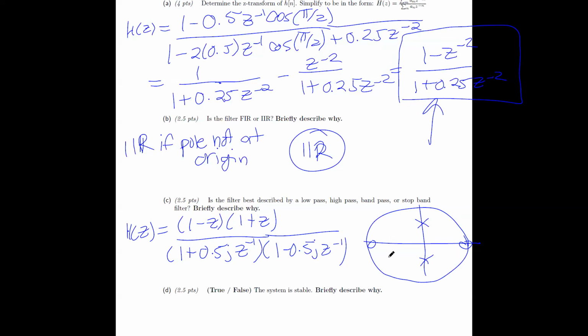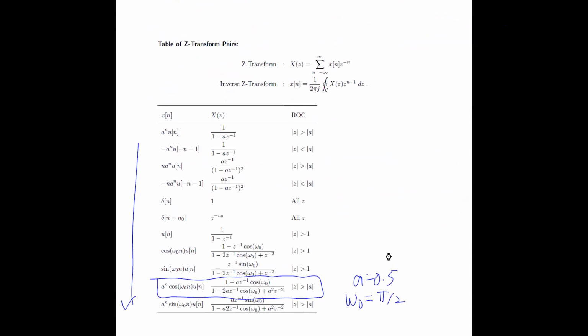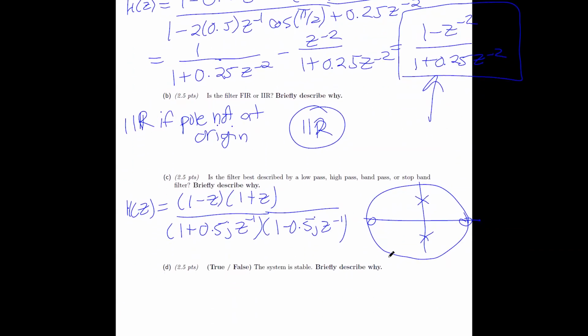If you draw this out in your mind, near the frequencies 0 and pi, it's going to go to 0 magnitude, and near the frequencies of pi over 2 and negative pi over 2, it's going to spike up from the pole. So this is pi over 2, negative pi over 2, and that is a bandpass filter.